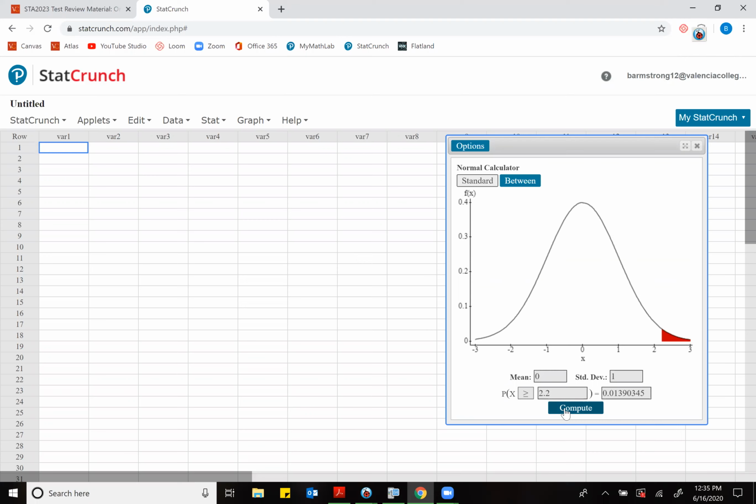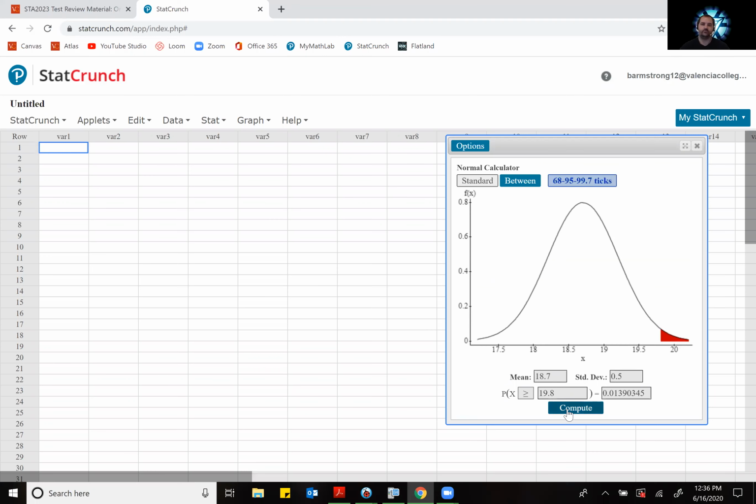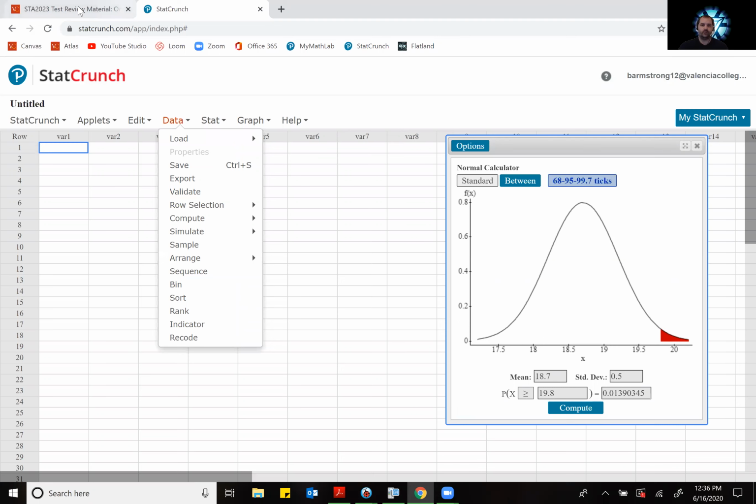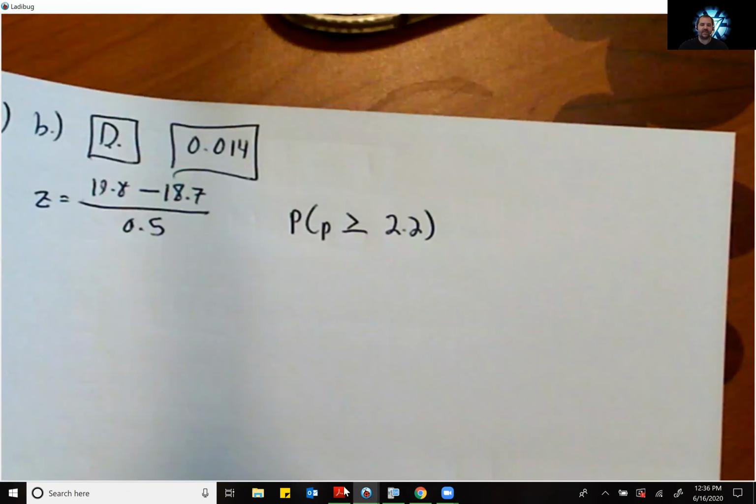0.014. There you go. 0.014. And again, you can use the 18.7 and the 0.5 in here, and then put in the 19.8. Same picture. Just using the data on this one instead of the normal. Your call. Oops, wrong one. All right, part C.